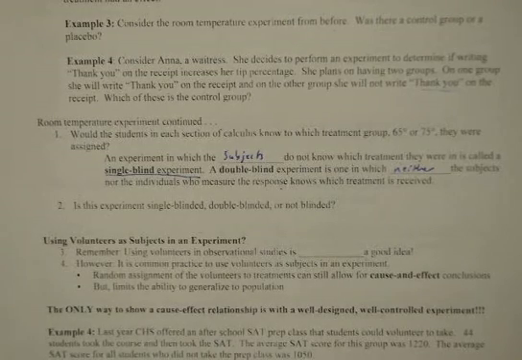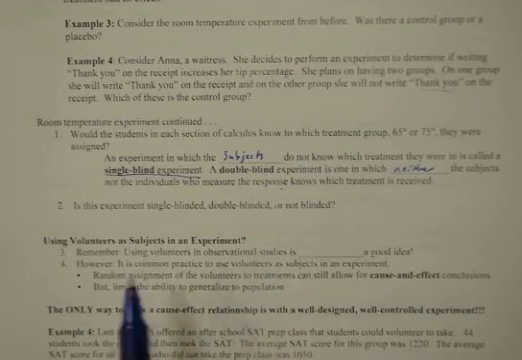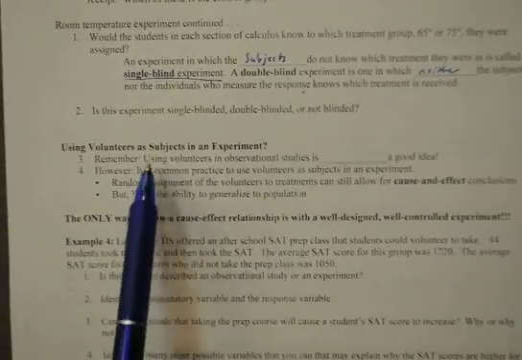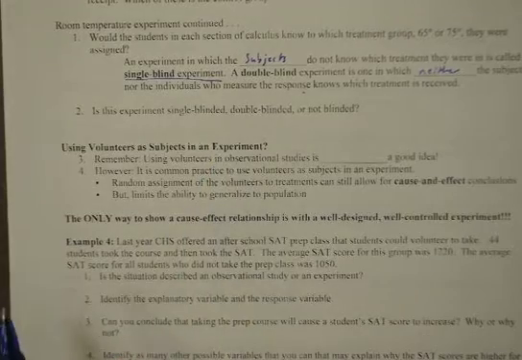You could make it double-blinded if you had the instructor grade the assessments without knowing that there was an experiment happening. It's possible. Alright, next.